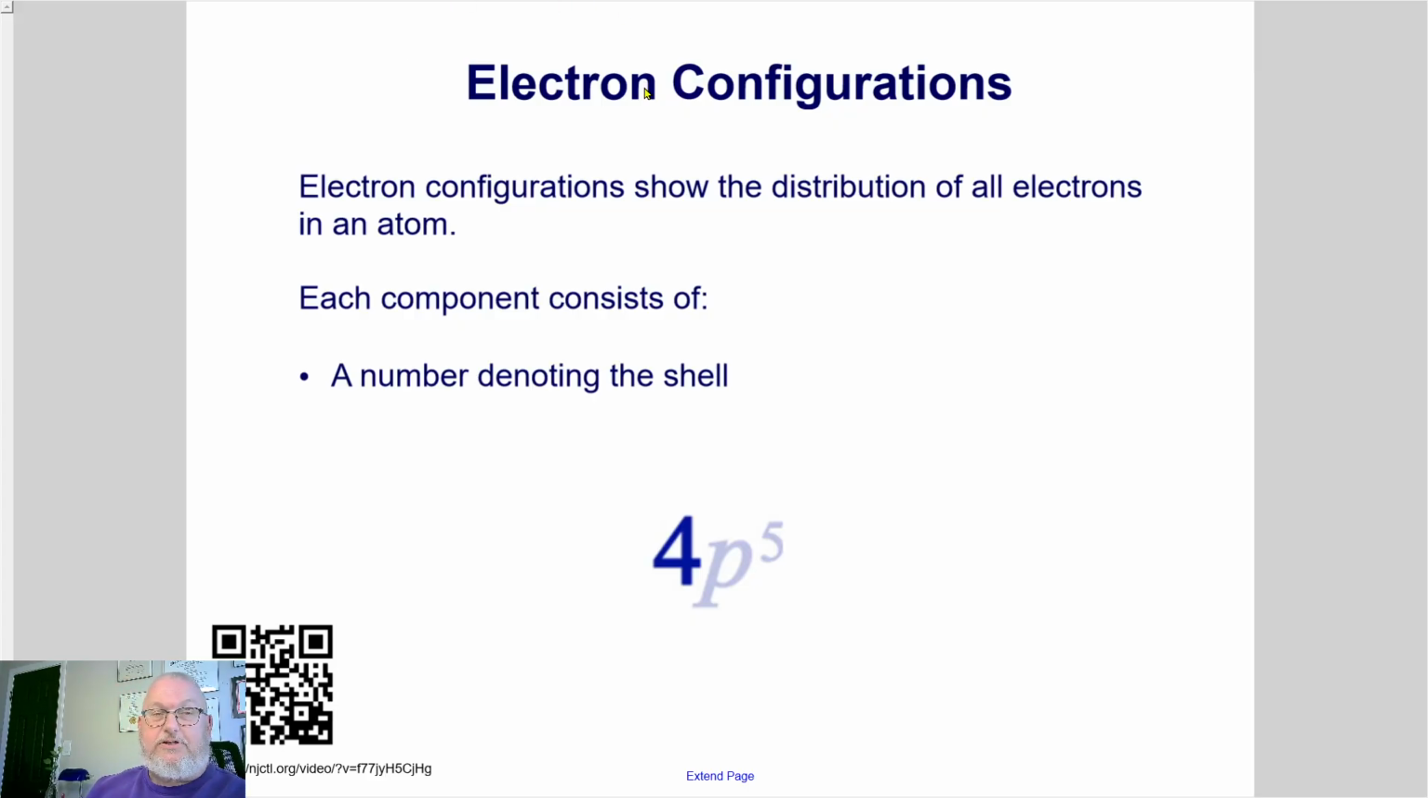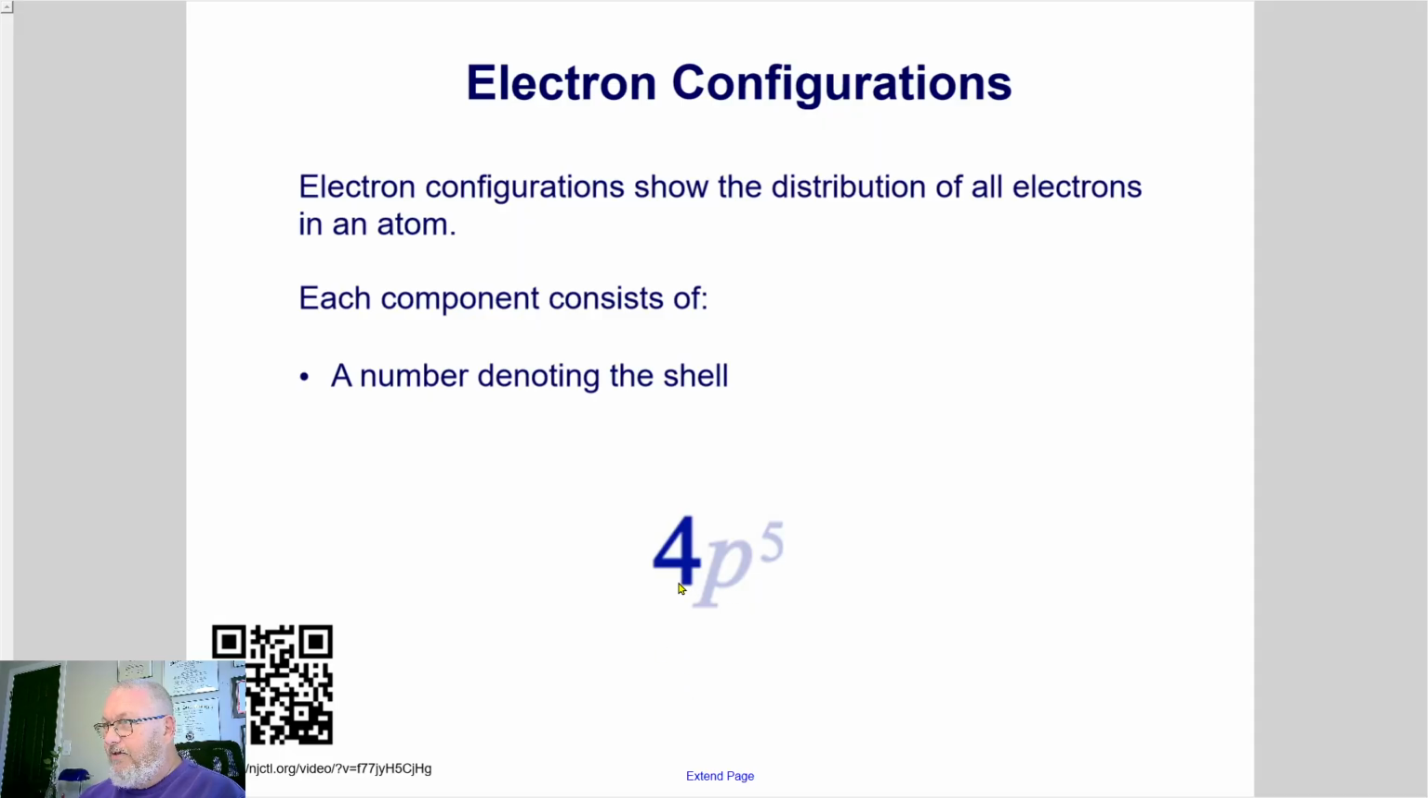Now let's talk about electron configurations. We talked about orbital diagrams. Well, what if we don't have an orbital diagram all the time? We have to write these out so people can understand it. So this is an electron configuration. Each component of this tells us something.